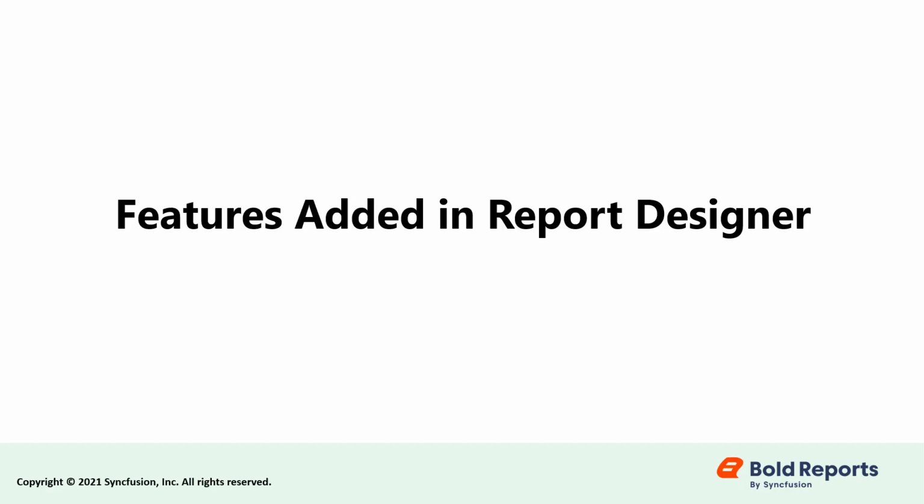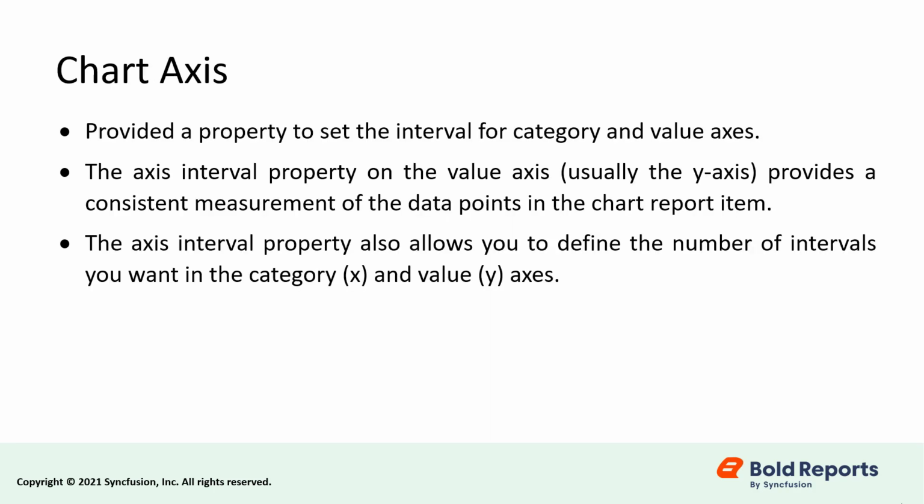Let's see some of the features added in the Report Designer. In the Chart Report item, we have provided a property to set the interval for category and value axes. The axis intervals property on the value axis provides a consistent measurement of the data points in the chart report item. Not assigning an axis interval on the category axis will result in categories without axis marks. The axis interval property also allows you to define the number of intervals you want in the category and value axes.